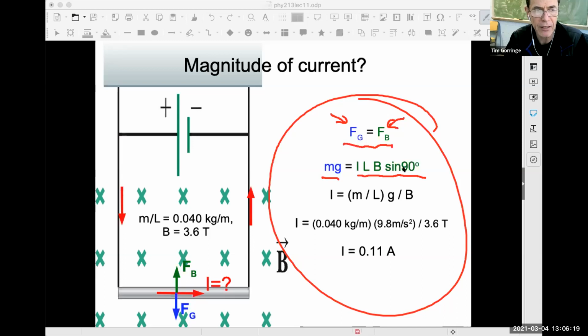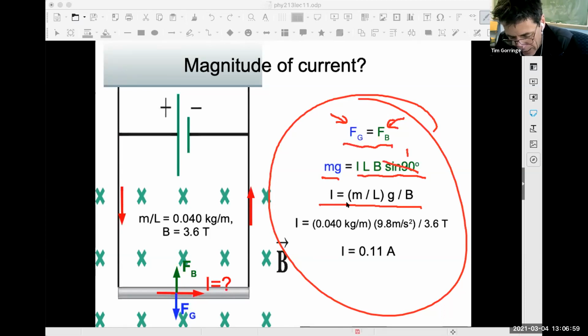The field is perpendicular to the slide, the overhead. The current is in the plane of the slide. So there are right angles. So that's sine of 90 degrees, and sine of 90 degrees, you know, is 1. Well, look, we've made an equation based on this balance between gravity and electricity that contains the current that we're trying to figure out. So at this point, we just need to rearrange it for the current. I divided by L and B. That's all I had to do.